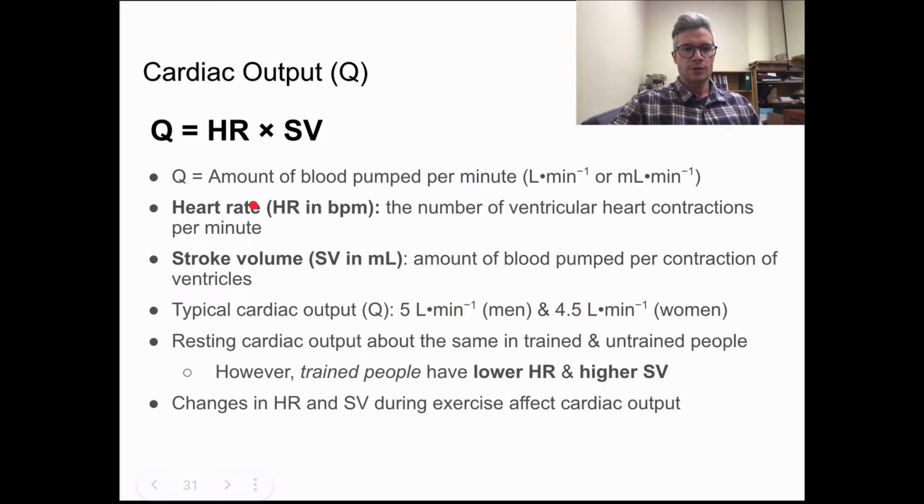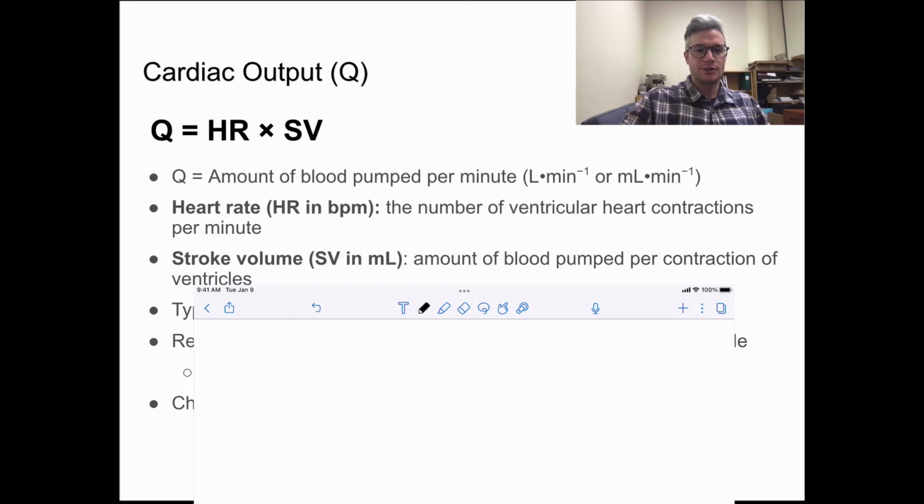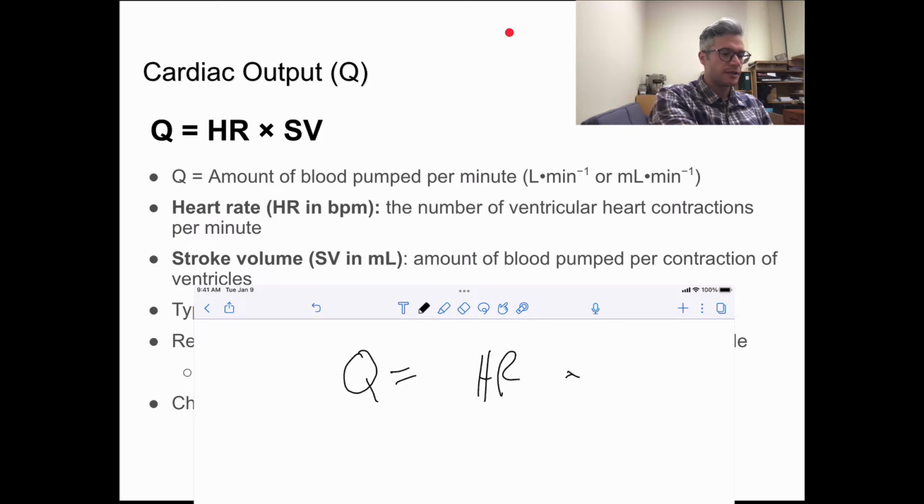Okay, so again, what it says is just as one of these variables goes up, so whether it's our heart rate that increases or our stroke volume, we get an increase in cardiac output. So what we can do is actually look at this and explore the relationships between the two. So we have our cardiac output, our heart rate, that's multiplied by our stroke volume.